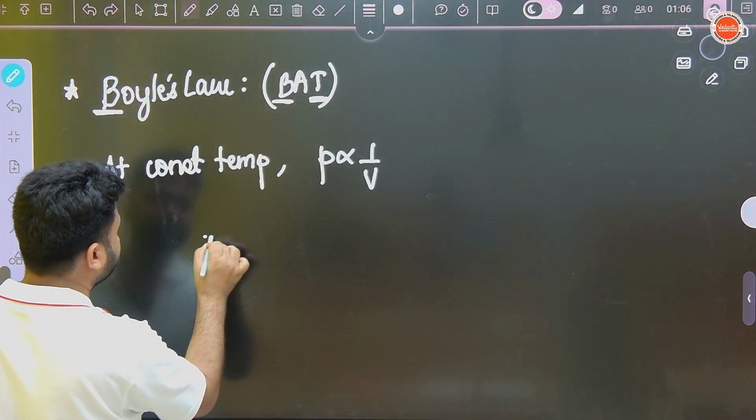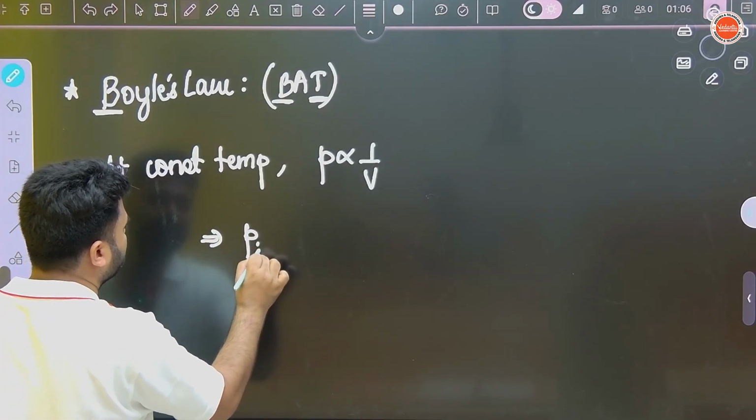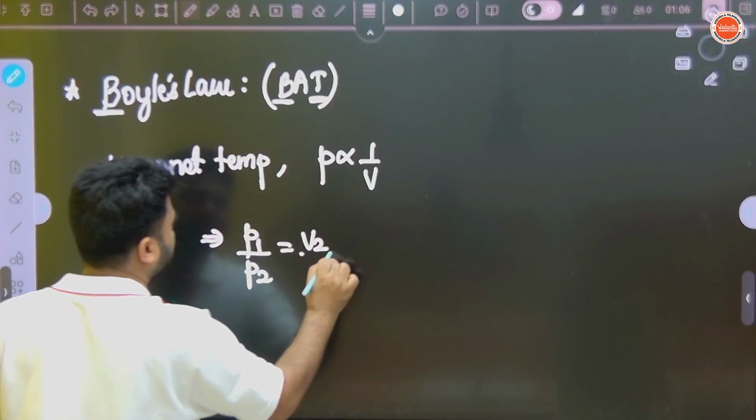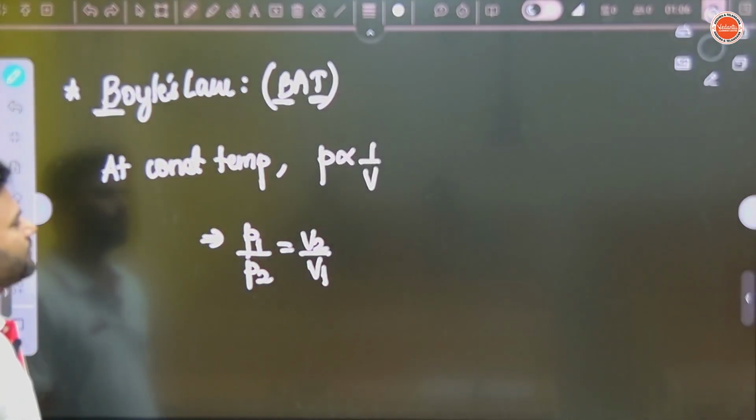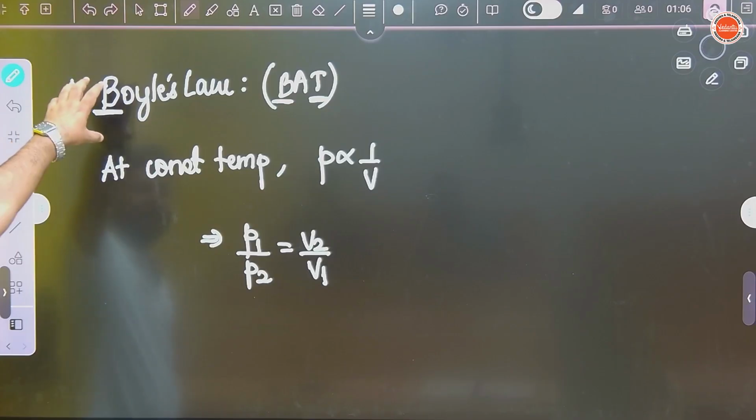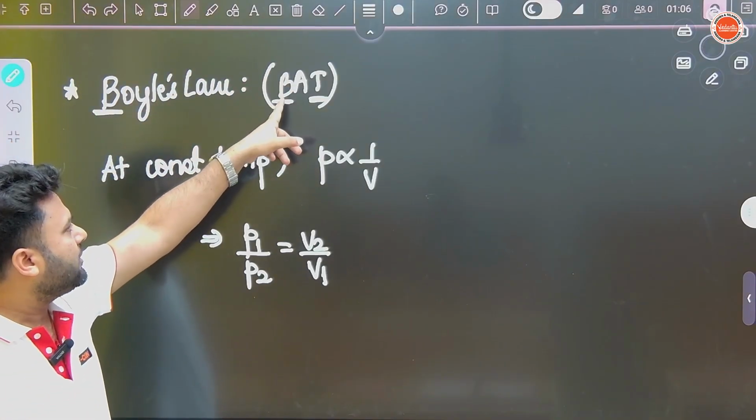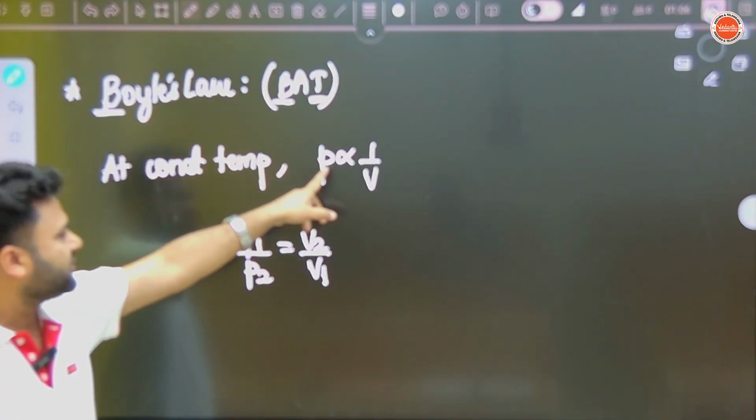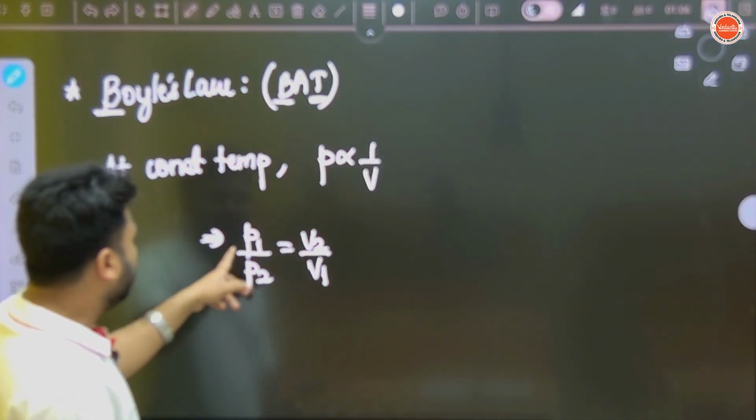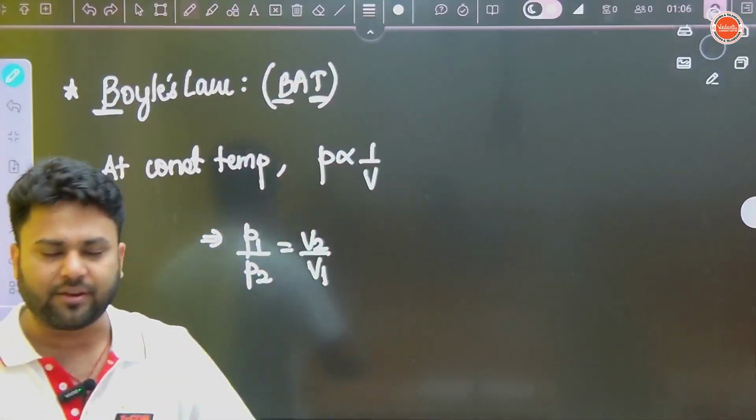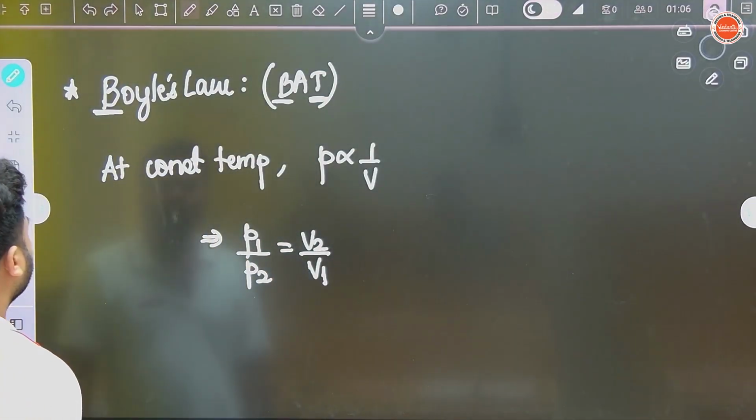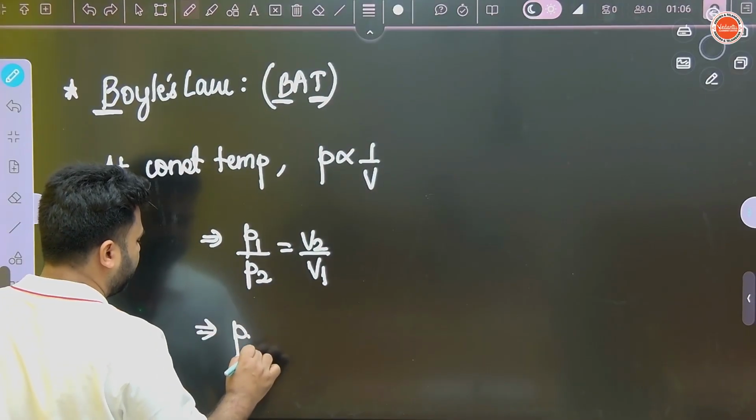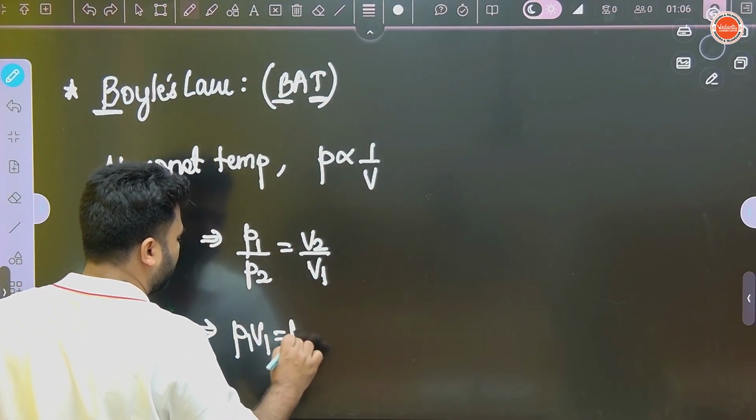Or we can write P1 by P2 equals V2 by V1. So again I am saying, Boyle's law. You remember the word BAT, B for Boyle's law, T for temperature, which will be constant in this process. At constant temperature, pressure is inversely proportional to volume. So P1 by P2 equals V2 by V1. If I cross multiply, we can write P1 V1 equals P2 V2.